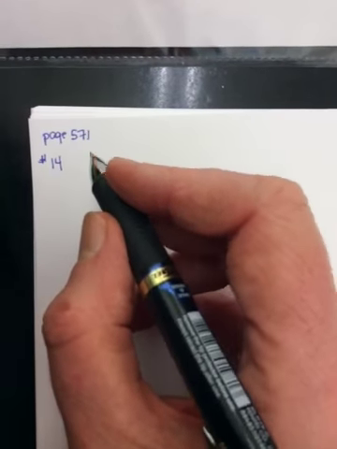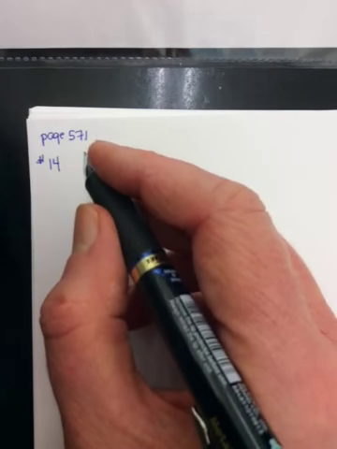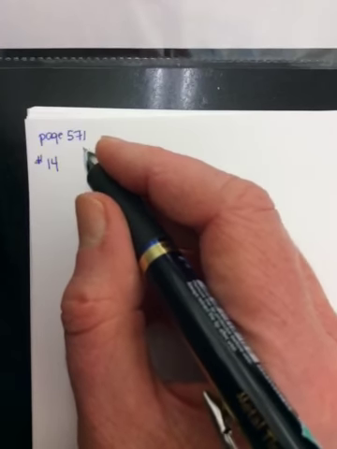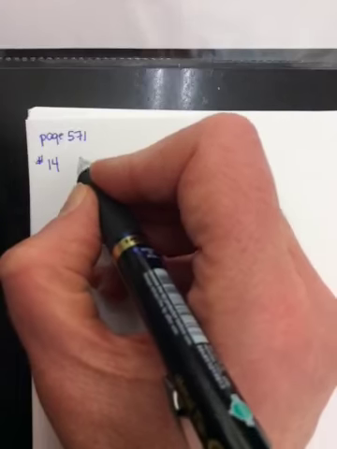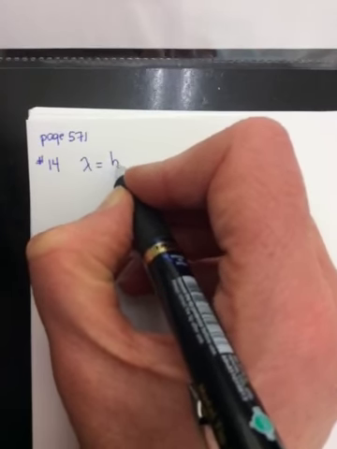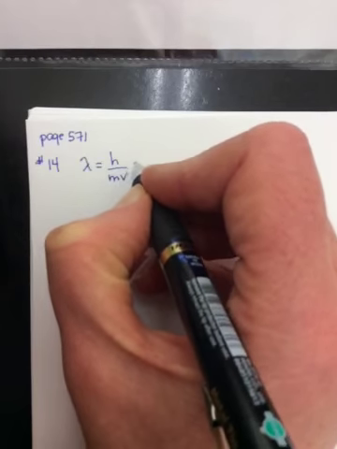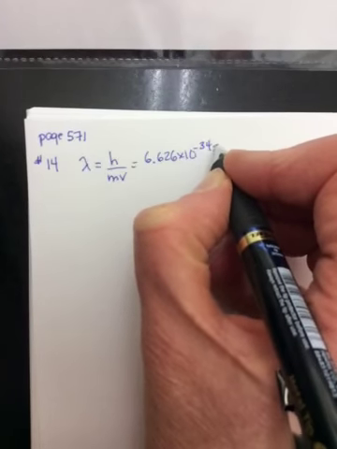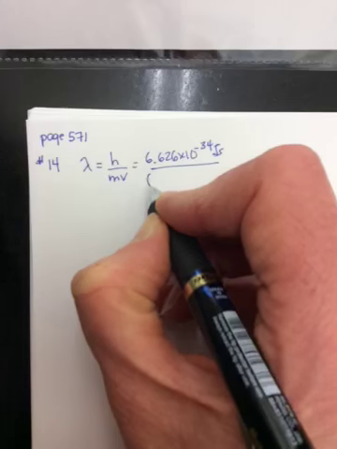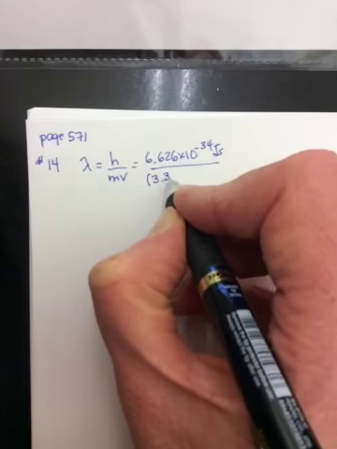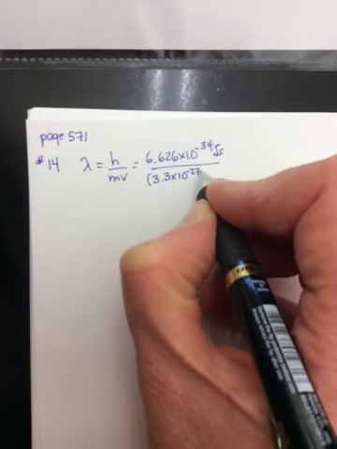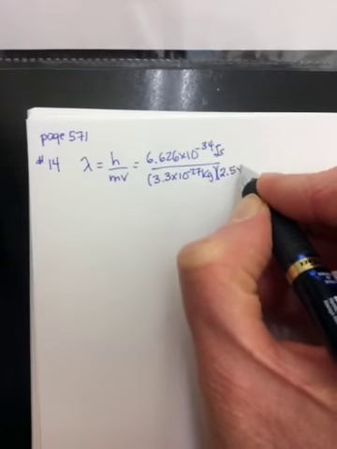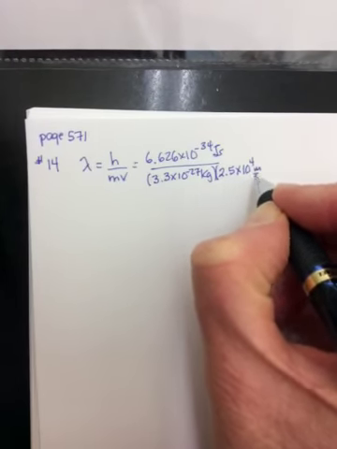Okay, so number 14 on page 571. Find the de Broglie wavelength of a deuteron of mass 3.3 times 10 to the negative 27 kilograms, moving with the speed of 2.5 times 10 to the fourth meters per second. So you're looking for lambda, and lambda is equal to h over mv. So 6.626 times 10 to the negative 34 joules seconds divided by, they gave us the mass, 3.3 times 10 to the negative 27 kilograms, and the velocity 2.5 times 10 to the fourth meters per second.